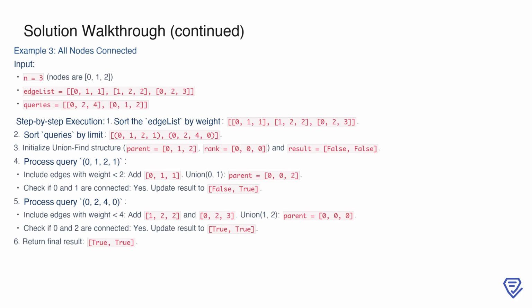For the second query, we include all edges under the weight limit of 4, adding the edges between nodes 1 and 2, and subsequently between nodes 0 and 2. These union operations connect all nodes into a single component. Checking connectivity between nodes 0 and 2 confirms they are connected, and the result is updated. The final result for this example is true, true, demonstrating that all queries are satisfied due to the fully connected graph.